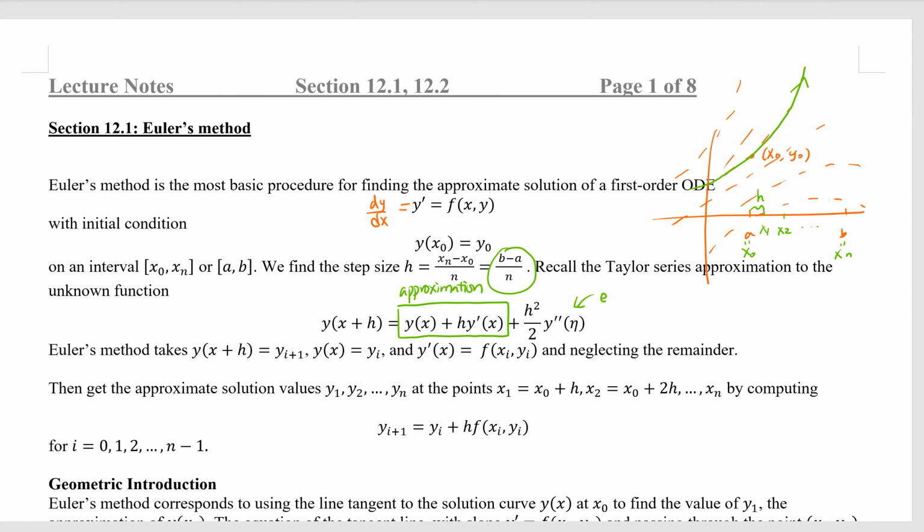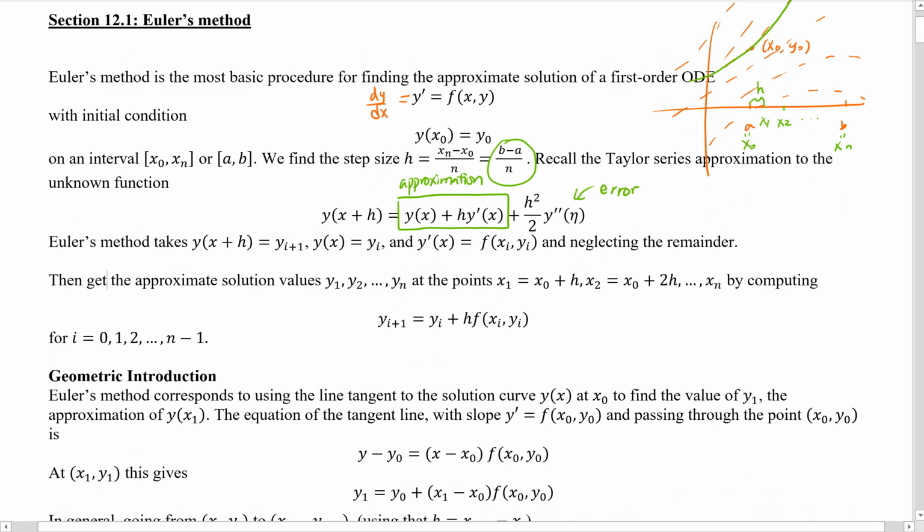Okay, and the remainder is the error term. So Euler's method takes y of x plus h to be y i plus 1, and y of x is yi, and y prime of x equals f of xi, yi. And then we neglect the remainder. Then we get the approximate solution values y1, y2, ..., yn at the points x1, x2, ..., xn by computing this formula, y i plus 1 equals yi plus h f of xi, yi, for i equal to 0, 1, 2, ..., n minus 1.